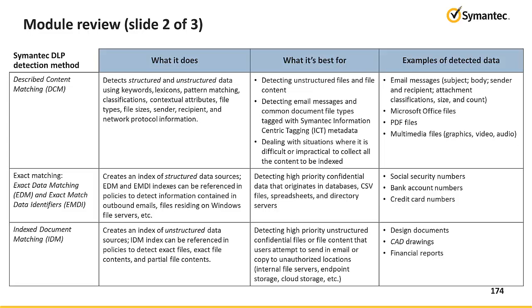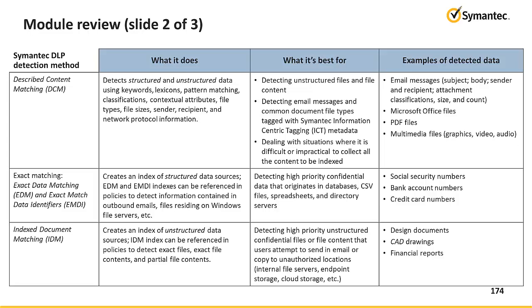Exact matching includes exact data matching, EDM, and exact match data identifiers, or EMDI. These are used to create an index of structured data sources, where EDM and EMDI indexes can be referenced in policies to detect information contained in outbound emails, or files residing on Windows file servers, etc. It's best for detecting high-priority confidential data that originates in databases, CSV files, spreadsheets, and directory servers.